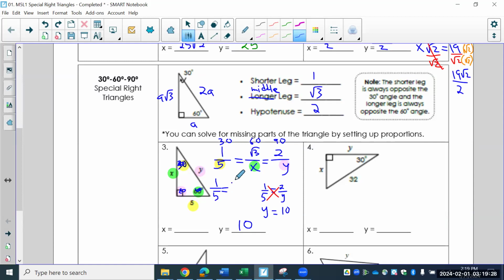1/5 is equal to root 3 over x. And if I cross multiply that, I get 1x is equal to 5 root 3. And so that's what that one equals, 5 root 3.